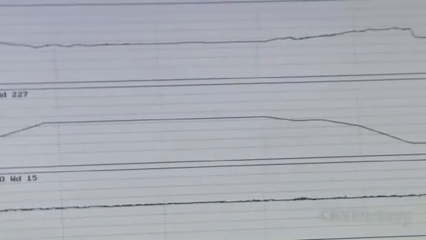Every flight data recorder records the data in binary values. It's a series of ones and zeros. In order for humans to understand that, we need to convert it into engineering units. And engineering units simply mean feet for altitude. Airspeed is recorded in knots.